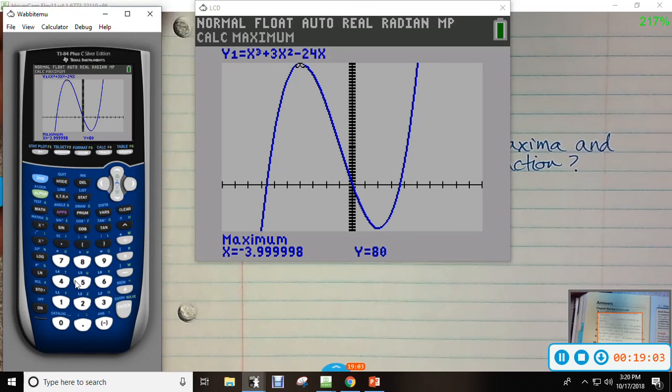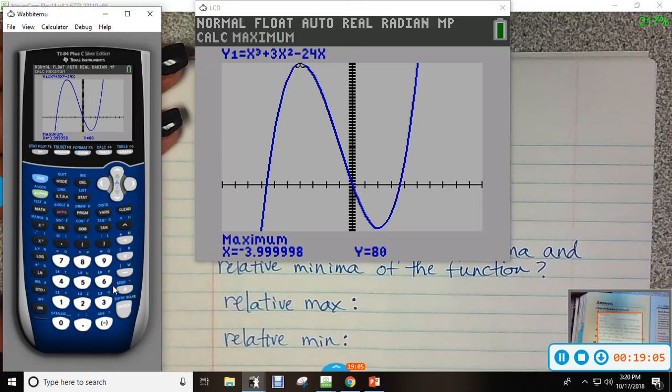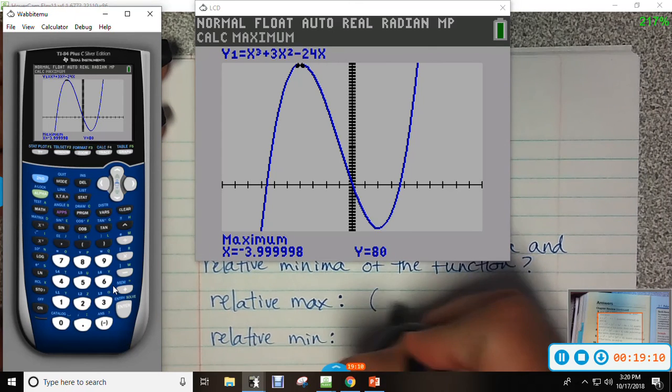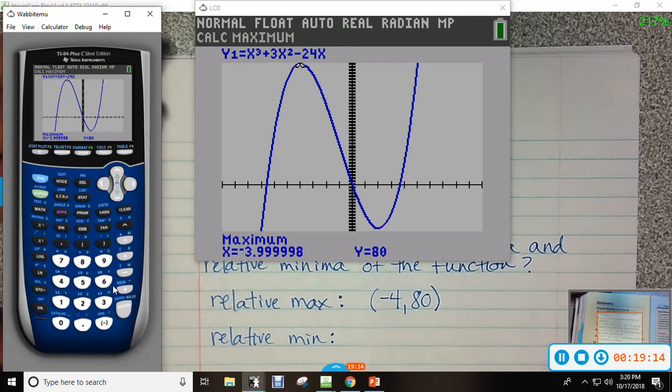Okay? So here for my relative maximum, I'm going to write it on the bottom here, my relative maximum is negative 4, 80. And then we're going to repeat the process for the relative minimum.